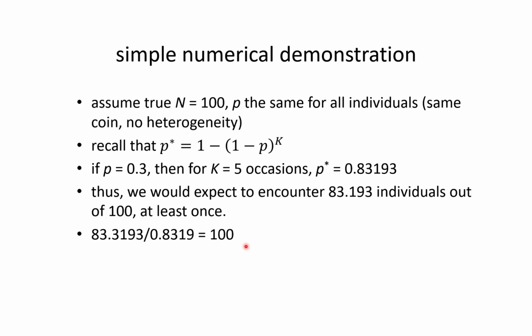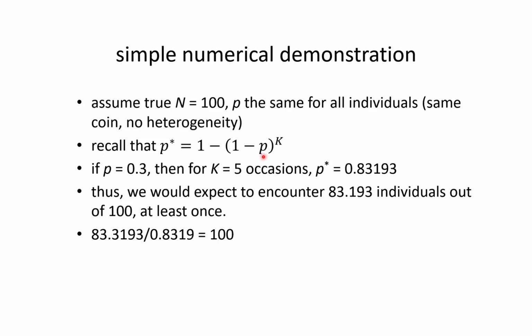If we assume that true n is 100, and we'll assume that the P is the same for all the individuals, which is the underlying assumption, no heterogeneity, same coin, then what? Well, recall, and this is going to become important as we progress, that P star is 1 minus (1 minus P) to the K. So 1 minus P is the probability of missing the animal, (1 minus P) to the K is the probability of missing it on each of K occasions, and then 1 minus that is the probability of being detected at least once. This was discussed at some length in part A of this lecture. Okay, so that's P star.